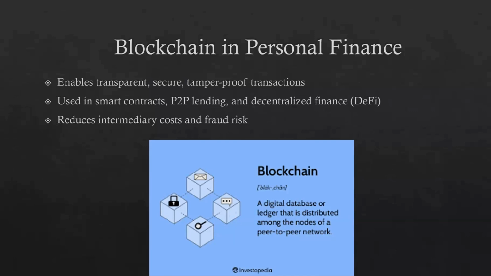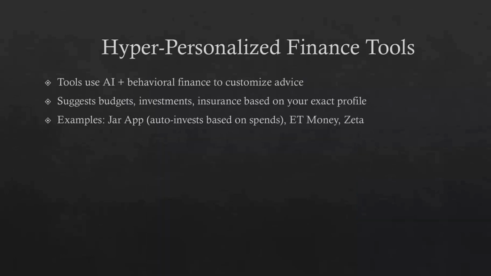It reduces intermediary cost and fraud risk also. Moving on to hyper-personalized financial tools, that is the JAR app or ET Money and Zeta, which now offer tools that suggest exactly how much to save or spend based on your personal habits. This is the future: tailored money advice for the individual, suggesting budgeting, investment, and insurance based on their exact profile.